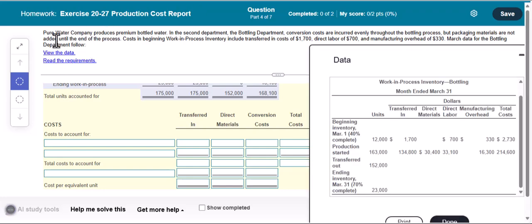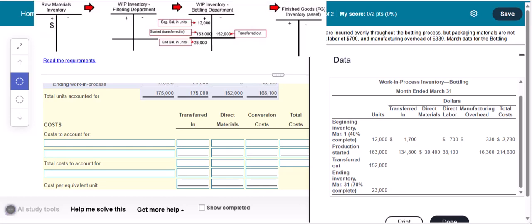So go ahead and open up the data table here. It'll pop up. I've shrunk this one down so we can see our table that we're filling out here on the left. So remember, looking at the T accounts, we're going to start with the costs to account for. And those are the costs that are in the beginning balance associated with these 12,000 units and the units transferred in, the 163,000 units. So our labels are going to be the beginning work in process and the costs added during the period.